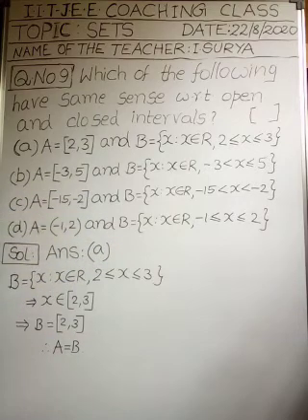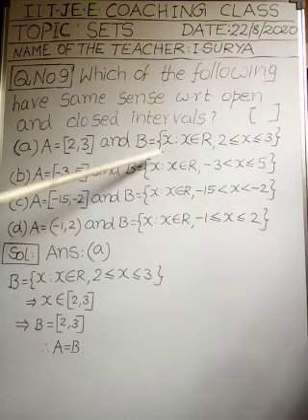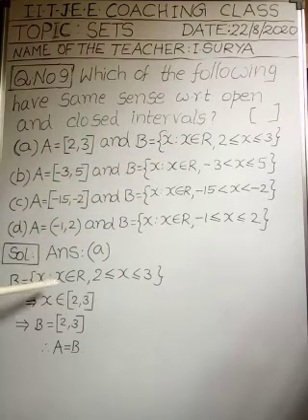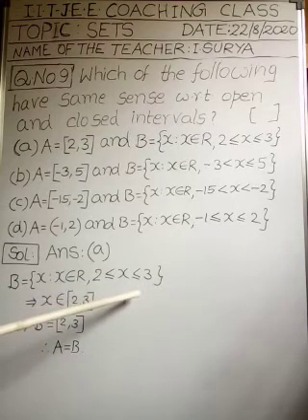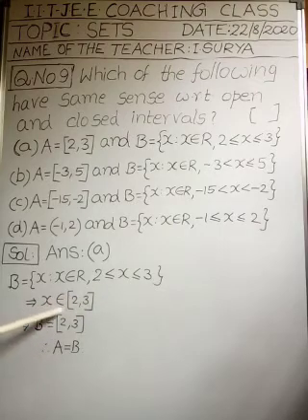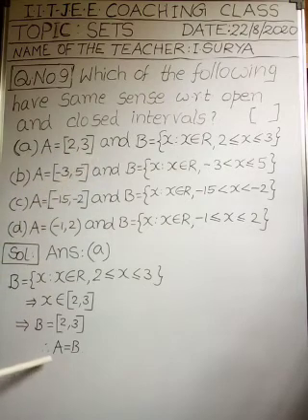We have to verify it. After all these four options, the first option is correct. Let us see the explanation part. What is B here? Set B is equal to the set of all x such that x belongs to R, 2 less than or equal to x less than or equal to 3. So this can be written in interval form as x belongs to closed interval 2, 3. So this is nothing but set B. B is equal to closed interval 2, 3. What is A here? A is equal to closed interval 2, 3. Therefore, both sets A and B are equal. Understood, my dear children? Right.